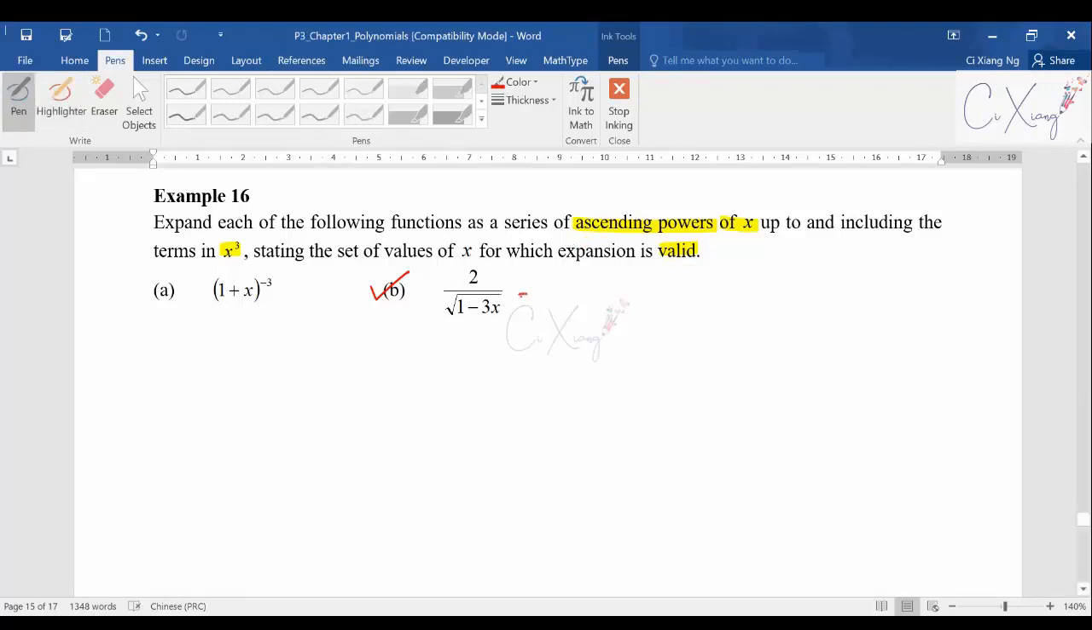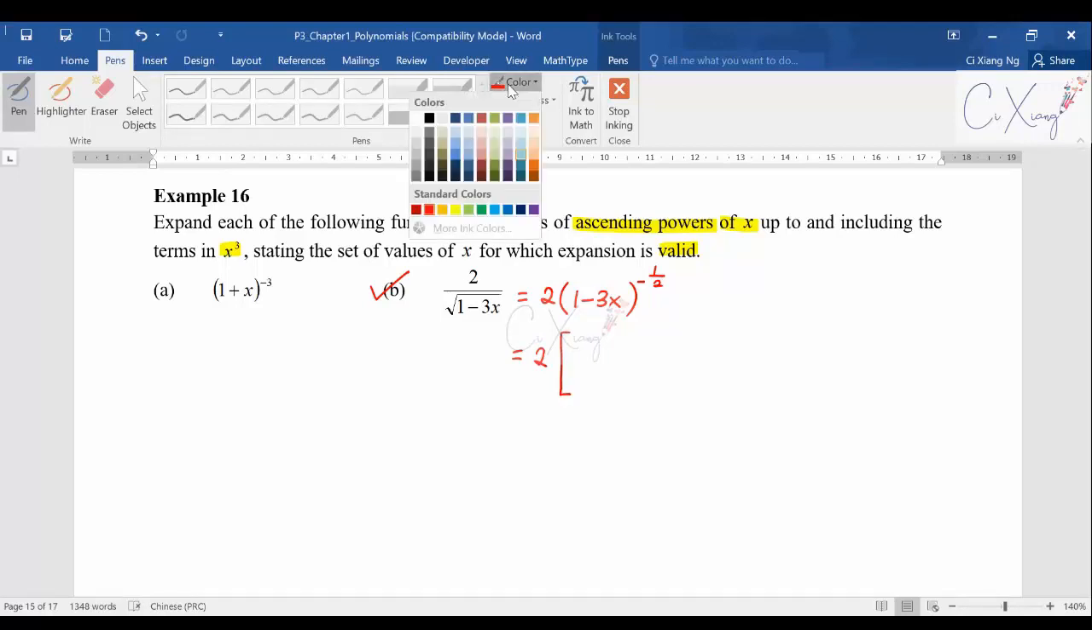Okay, so I will start with this one. 2 over square root of 1 minus 3x. I want to bring the 1 minus 3x into a bracket with a power. So square root should be half, but because it is at the denominator, when you bring it out, it will become negative half. All right, so this is the first step. First step, you must show your expansion in a bracket with a power first. Okay, then after that, 2 is a constant. Generally, you don't need to do anything.